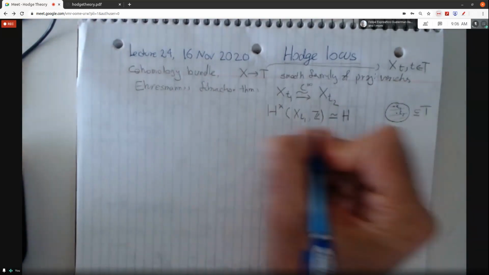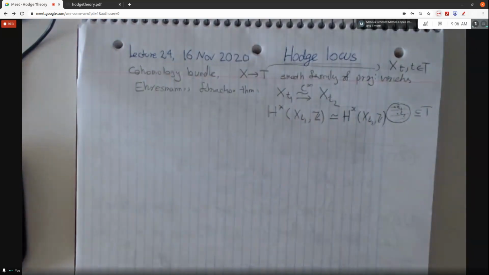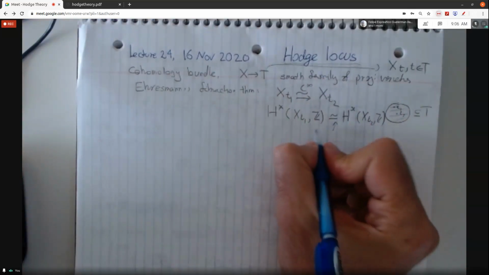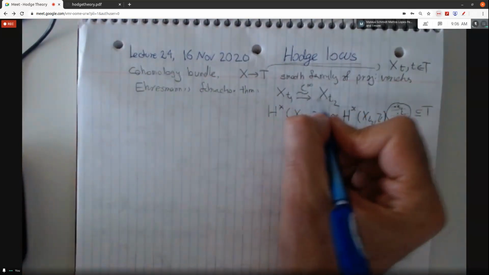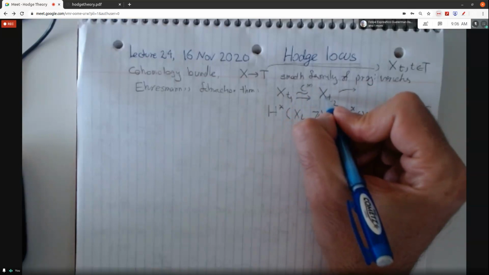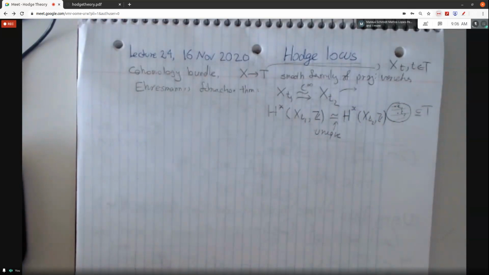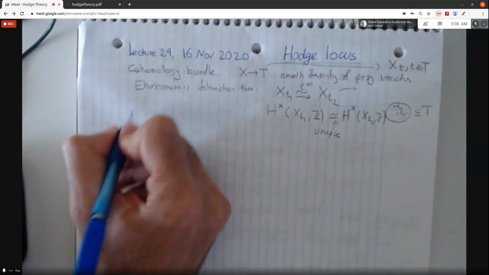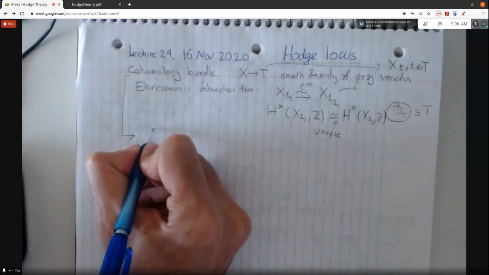H star of X_t1 Z to H star of X_t2 Z, and this isomorphism is unique. This is not unique, but any two such isomorphisms are homotopic, so this will induce a unique isomorphism. And at the end of the day, why do I need this? I need this in order to say that this is a cohomology bundle.